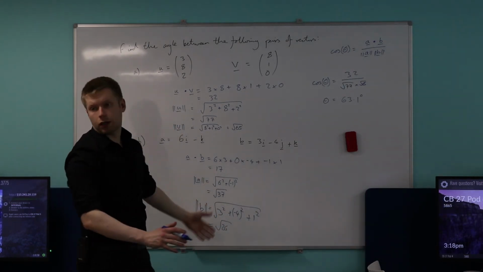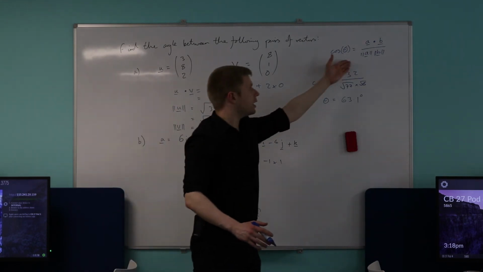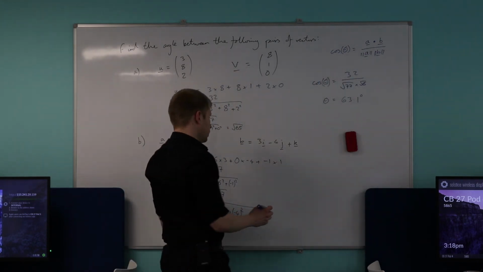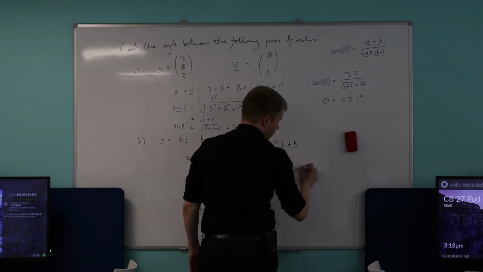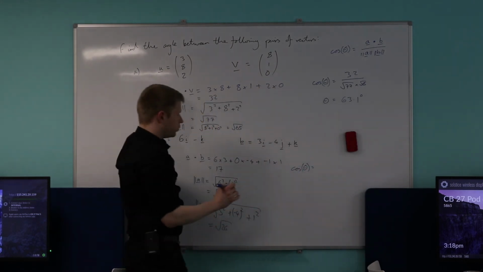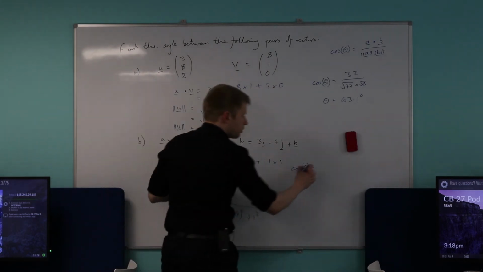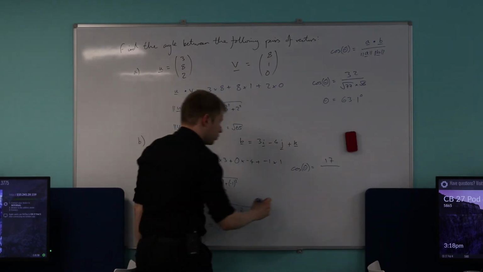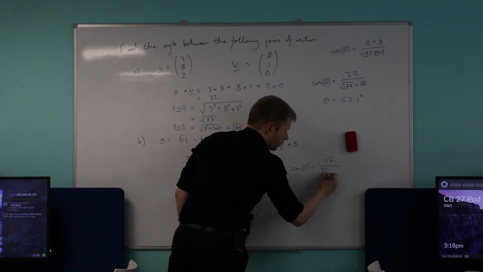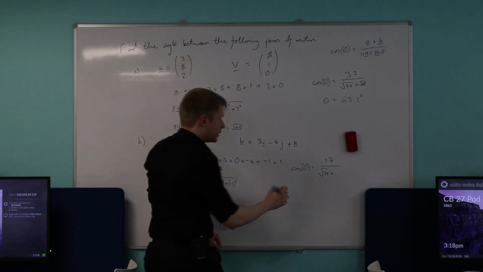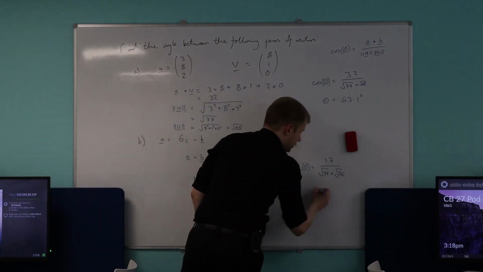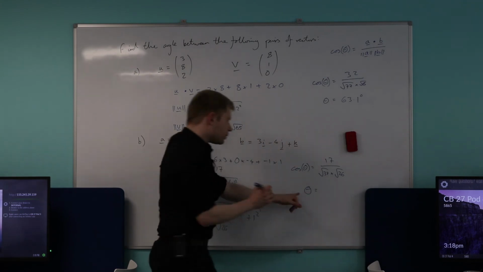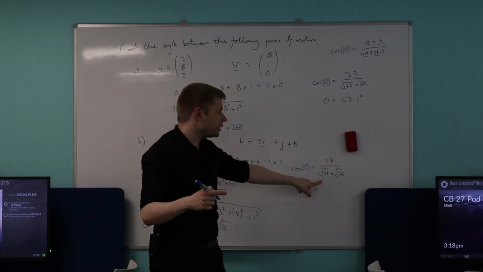Okay, well, that's the hardest bit done, I should say. The easy bit now is just to stick it into the formula. So I have cosine of theta will be equal to the dot product divided by the products of the lengths. So root 37 multiplied by root 26. Stick all that in your calculator. You remember to find theta, you need to take the cos inverse of all of this.